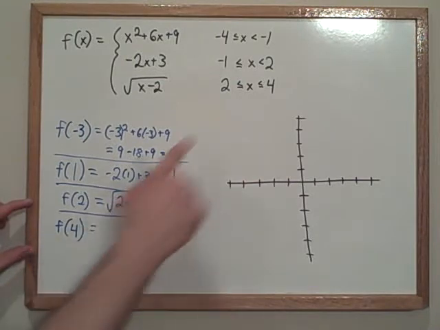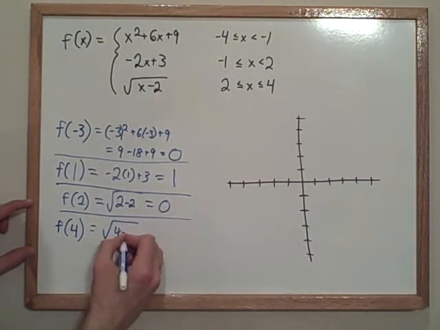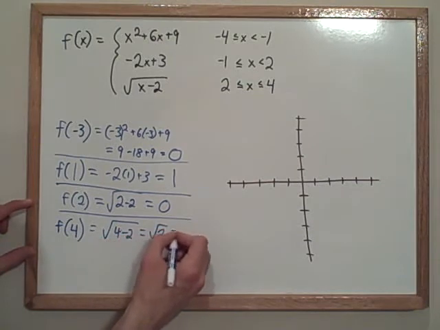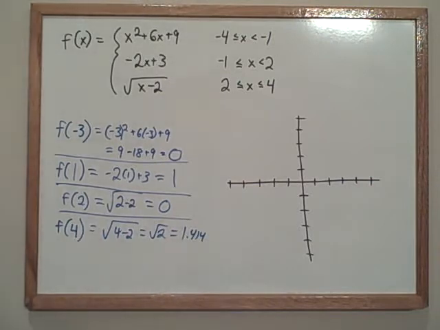All right, f of 4 does contain 4. We're going to plug it in right there. Square root of 4 minus 2. That's the square root of 2. Square root of 2 is 1.414. Round as many decimal places as you want. We're not going to get too picky with that.